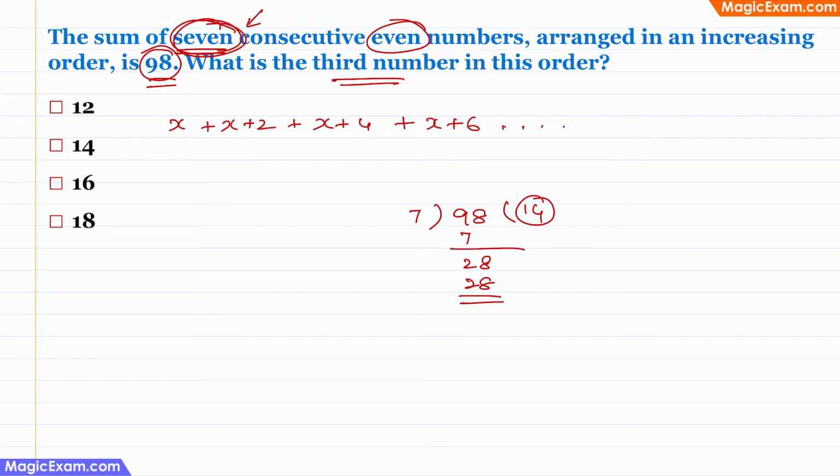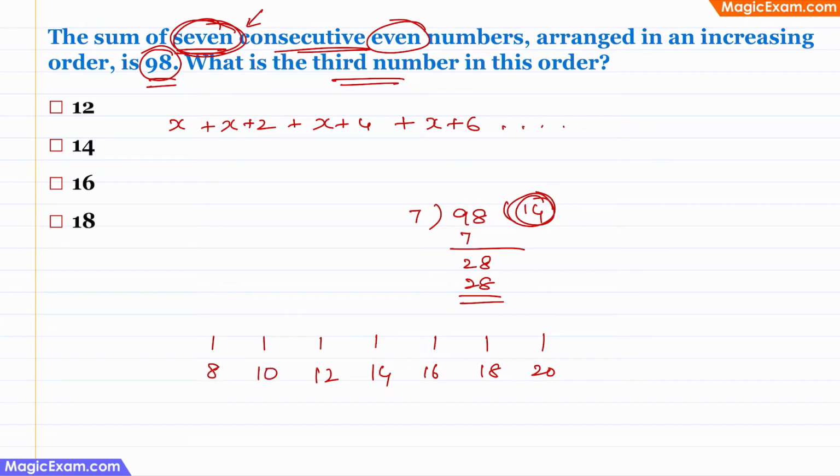Now since there are 7 numbers, 1, 2, 3, 4, 5, 6 and 7, this average 14 will be the number that is exactly in the middle of this sequence, right? So exactly in the middle will be 14. Now since these are 7 consecutive even numbers, the next number after 14 will be 14 plus 2, that will be 16, and then 18, and then 20, which means that the number before 14 will be 12, then 10, and then 8.